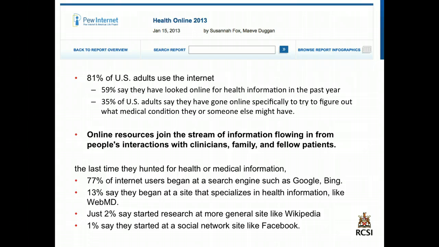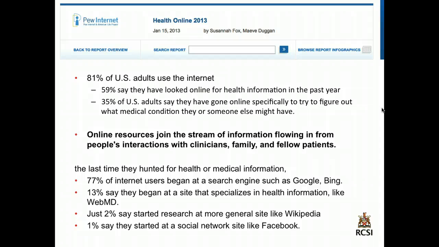81% of US adults use the internet. Well, that's probably a given. You're probably asking yourself, why isn't it bigger? Well, think about the people who are socially disadvantaged or don't have access to computers for whatever reason. And I think the figures here are that 60% of this group would look for health information online.